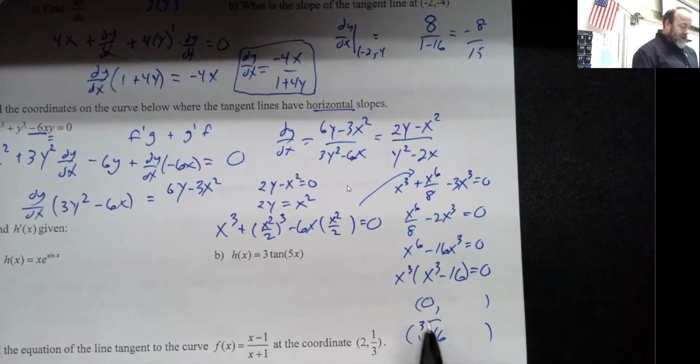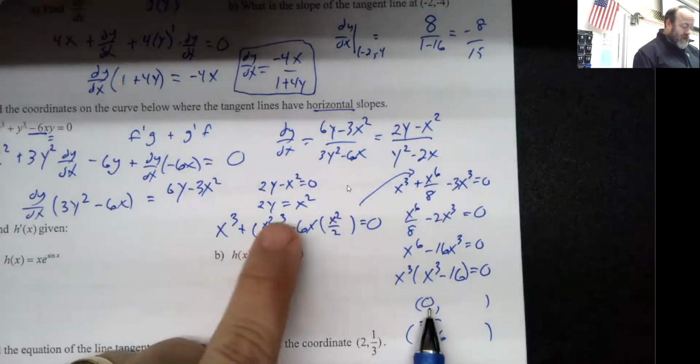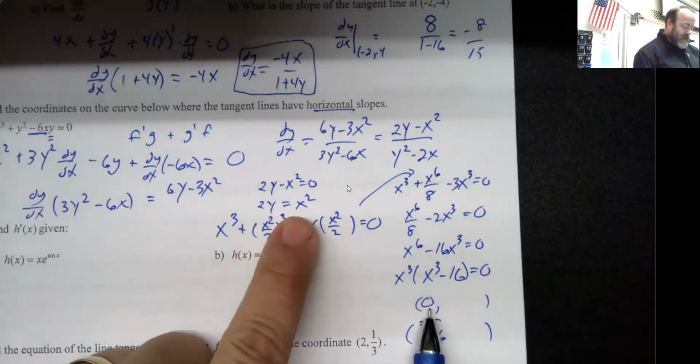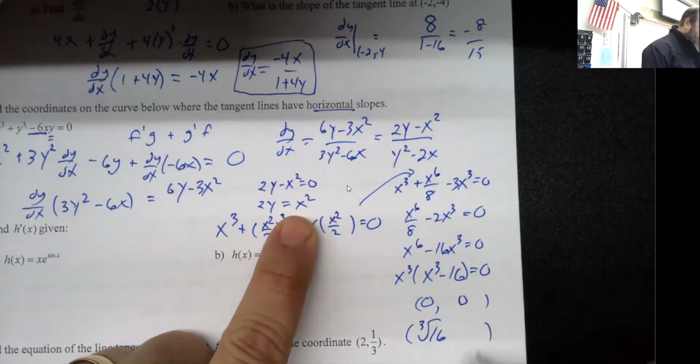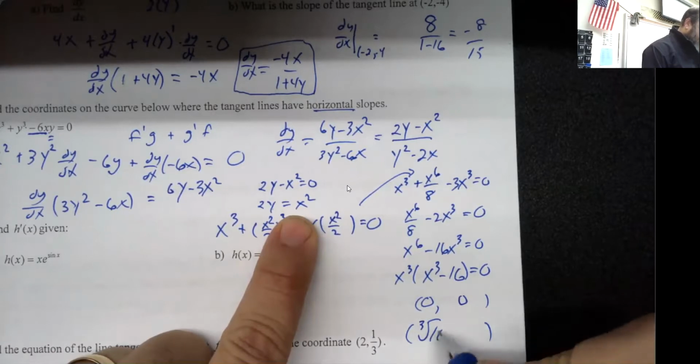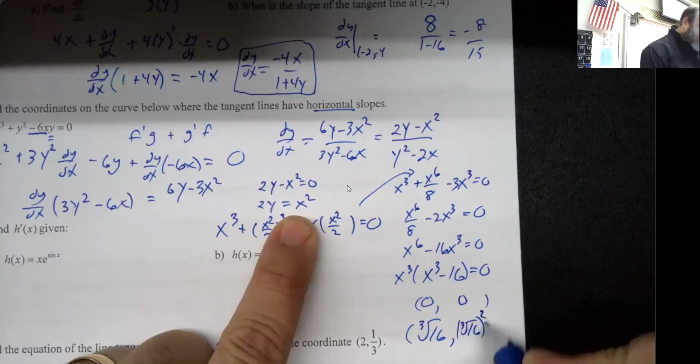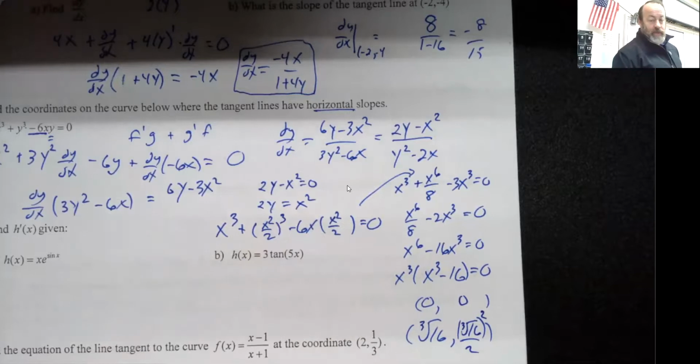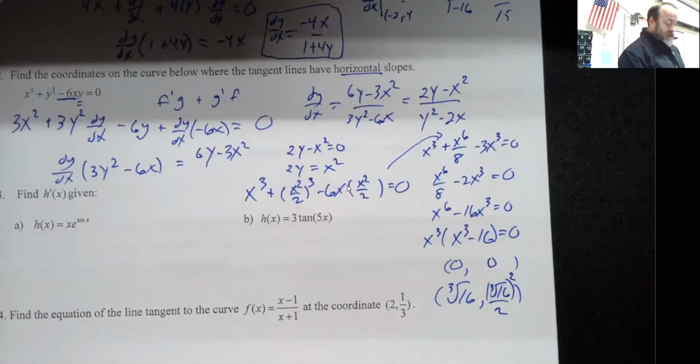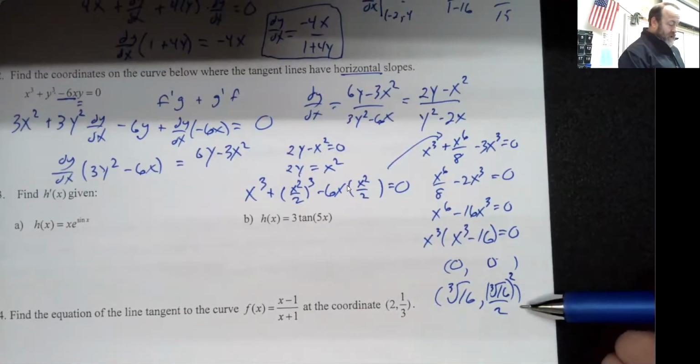So if I go back and look right here, I know that y is half of x squared, so half of 0 squared is still 0. But this one is a little bit obnoxious: I have to take half of this thing and then square it. So that would be the cube root of 16 squared over 2. Those would be my two, one fairly nice component, one pretty ugly component.